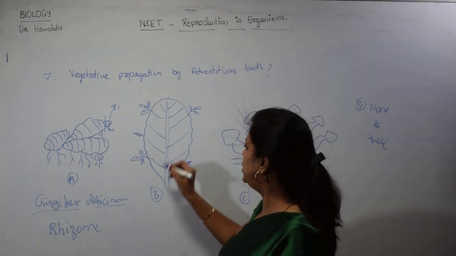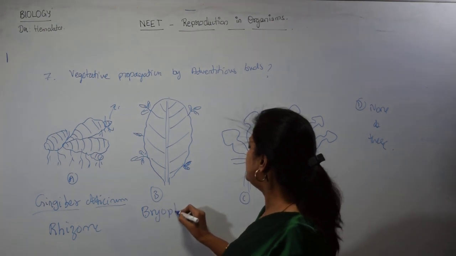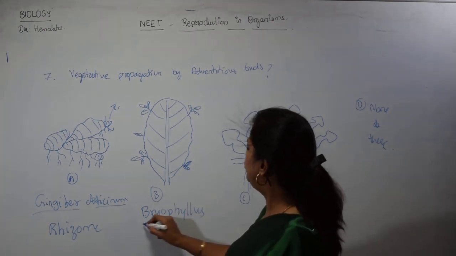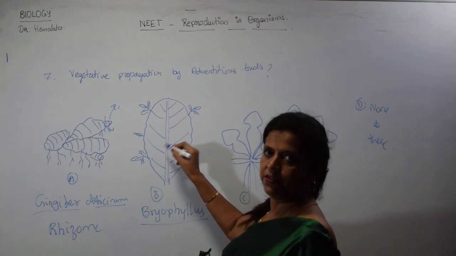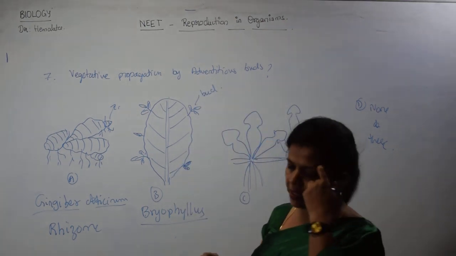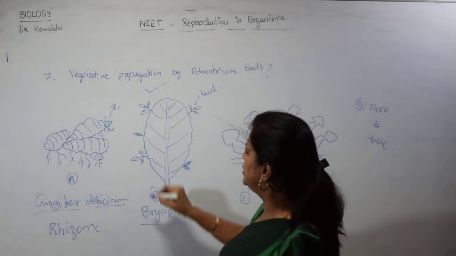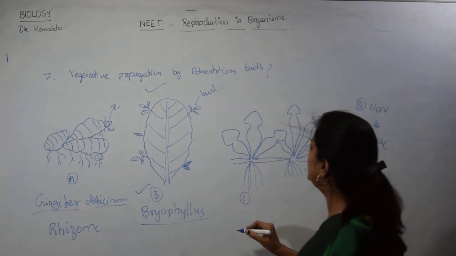B says, this is the diagram. This is nothing but Bryophyllum. Bryophyllum has a leafy stem. These are the buds actually. These are called adventitious buds, and these can be grown into new plants. So this will be the right answer. B is the right answer. Let me see the other one also.